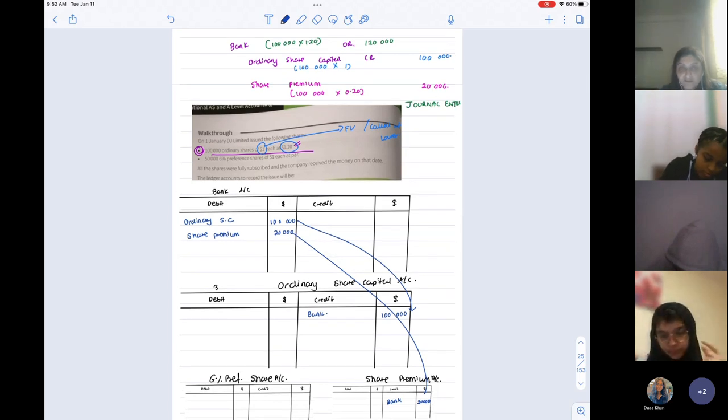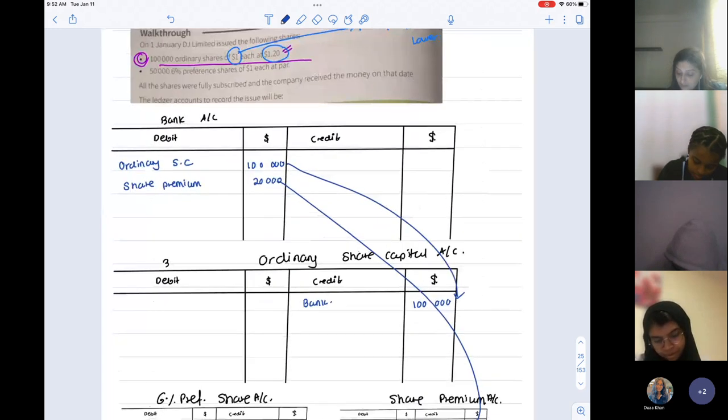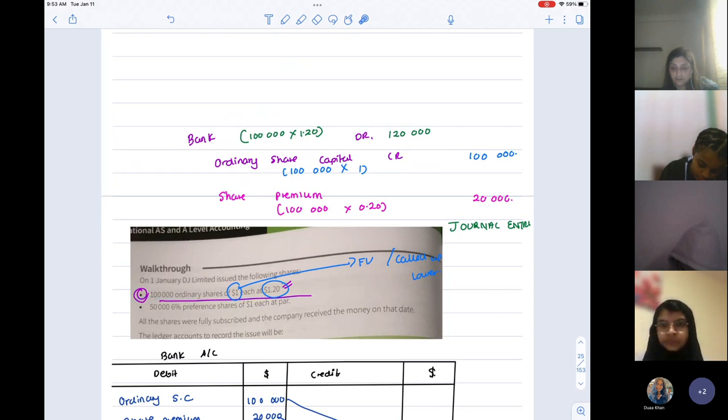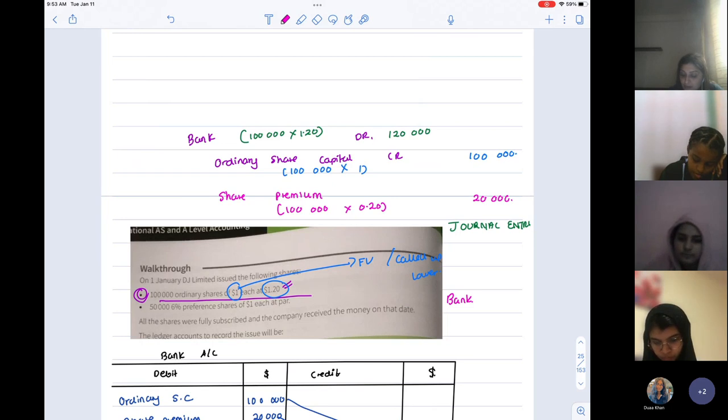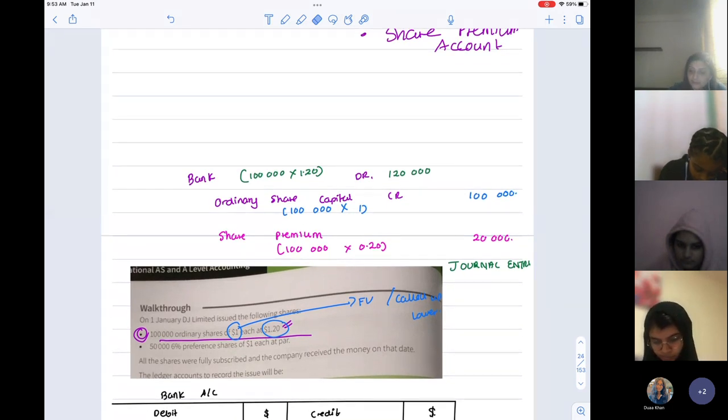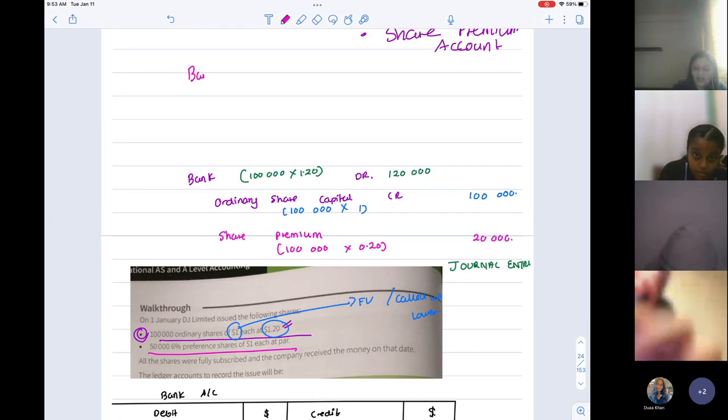Do a journal entry for the preference shares. Atiya, journal entry for the preference shares. Okay. Is money coming in, Dua? Okay, so money is coming in, so bank debit.